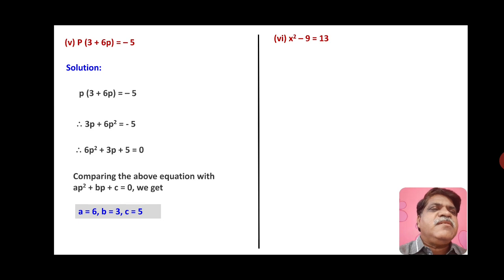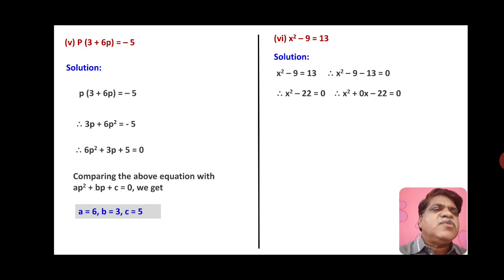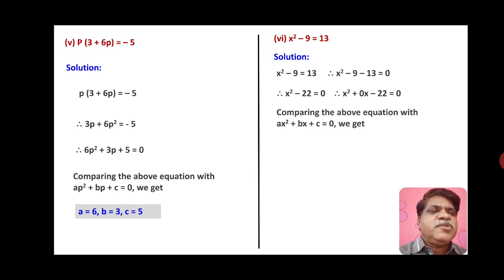x square minus 9 is equal to 13. Friends, here it is given that x square minus 9 is equal to 13. Therefore, x square minus 9 minus 13 is equal to 0. Therefore, you can write here x square minus 22, since minus 9 minus 13 is minus 22, is equal to 0. Therefore, in standard form it would be x square plus 0x minus 22 is equal to 0.